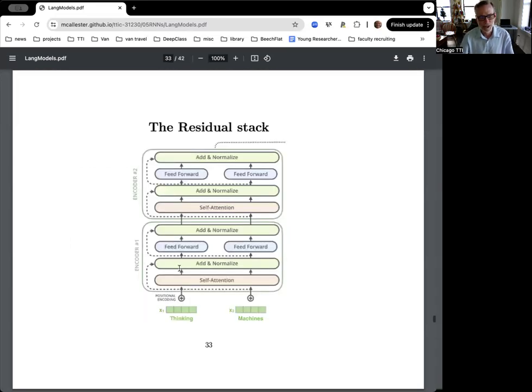I'm going to skip to the next slide. Well, I might come back to that. Okay, so here's the residual stack. We've got words. We've got a self-attention layer. We've got an add and normalize layer. So this is a residual connection.